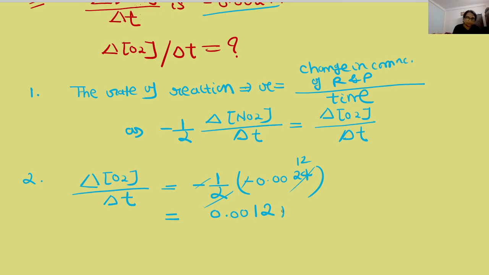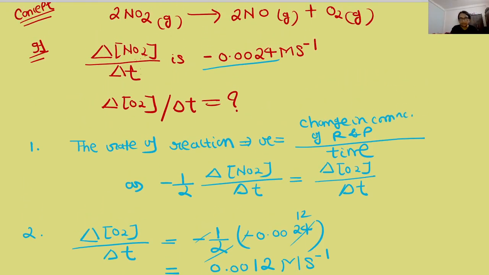0.0012, and what is the unit? The unit is molar per second. So now this is our correct answer. The change in the concentration of oxygen with time is 0.0012 molar per second.